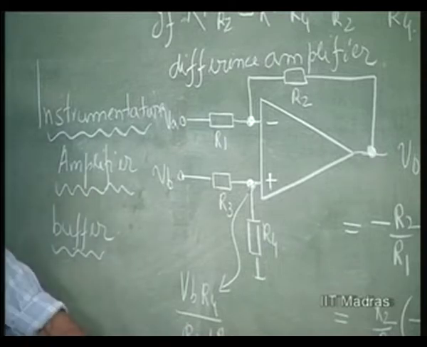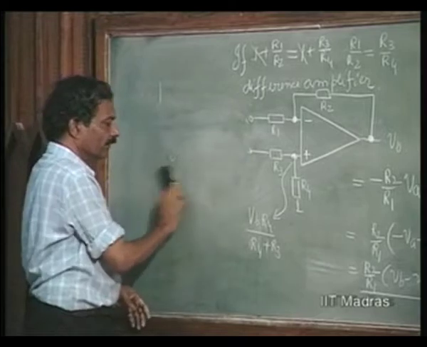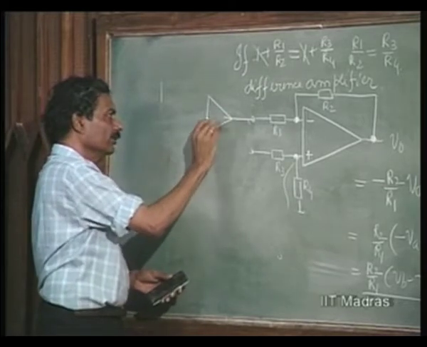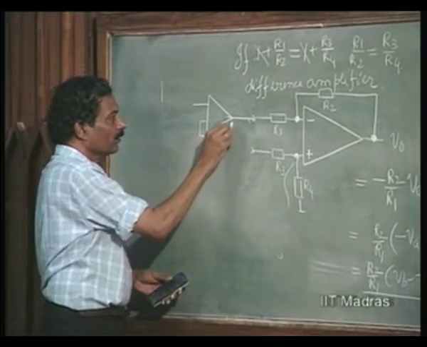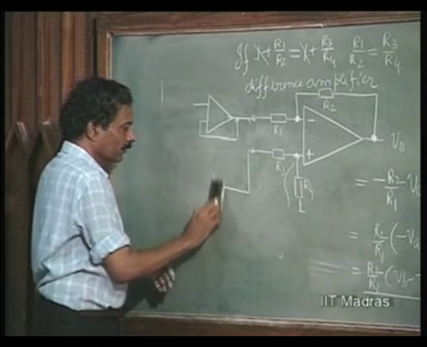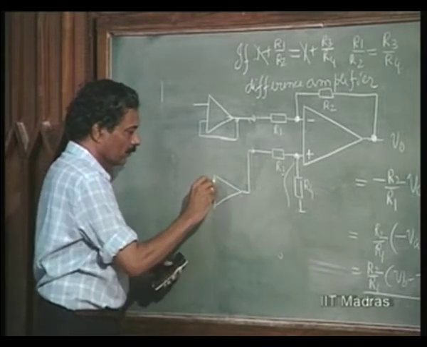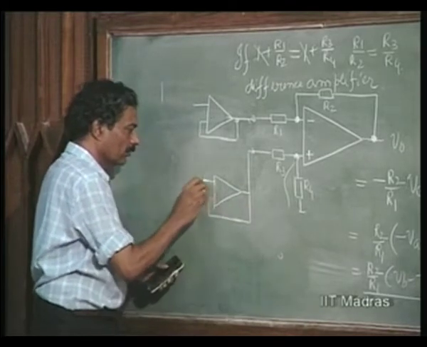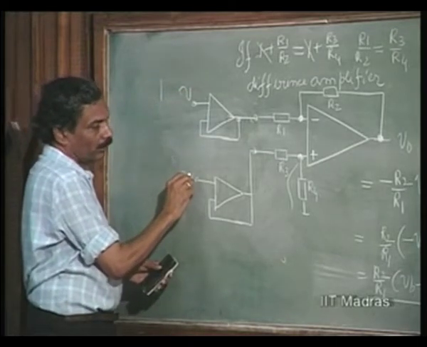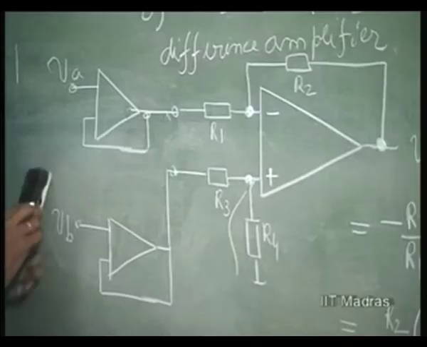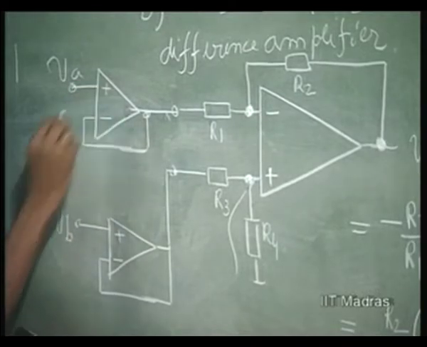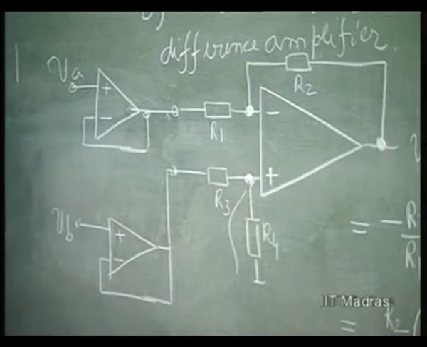Therefore, we will now introduce two buffers here, so that this loading action is prevented. Those buffers are already known to us. They are going to be unity gain amplifiers or non-inverting amplifiers. Any of these could be used as buffer stages. VB, which is not inverted, and VA, which is inverted there. So, we have the buffer stages just introduced here, so that this becomes a good instrumentation amplifier.